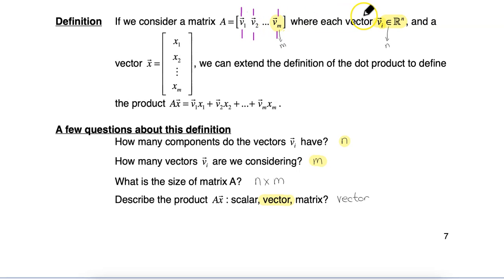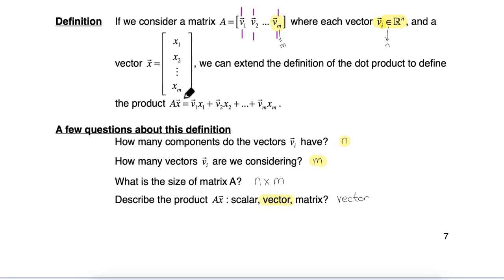So each vector vi is a column vector in Rn, and let's also consider another column vector x, which this time is just a regular notation, so vector x is x1, x2, etc. up to xm. We can extend the definition of the dot product to define the product A times x. So even though it seems like we're splitting hair, it's important to realize that just earlier we've multiplied two vectors together.